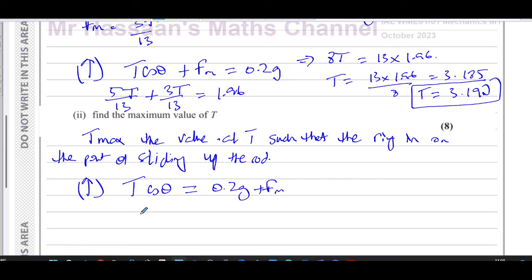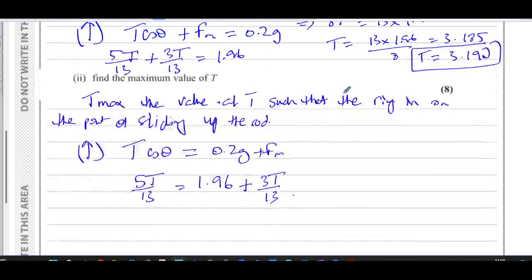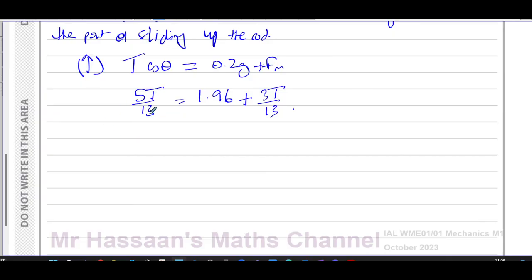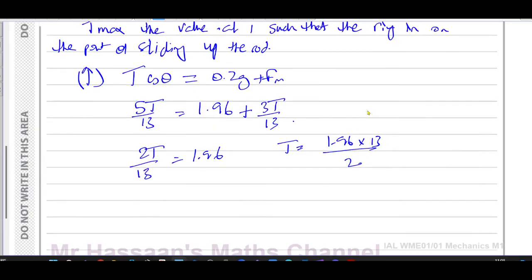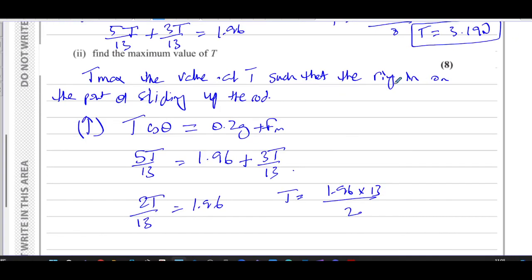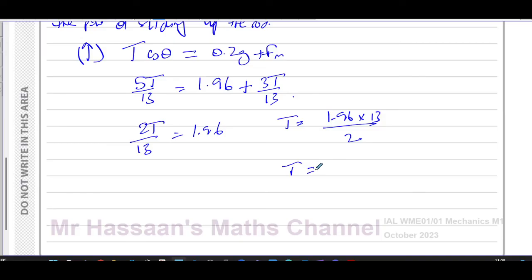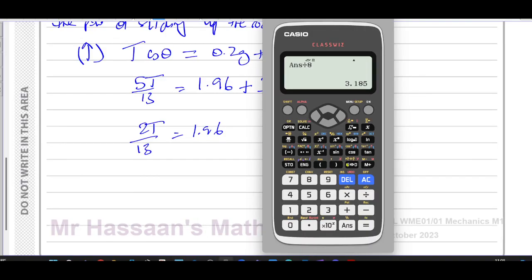T cosine theta is 5T over 13. We have 0.2 times 9.8, which is 1.96. But this time we're adding the 3T over 13 on this side instead of that side. So when we rearrange this, you're going to have 5T over 13 minus 3T over 13, which is 2T over 13, equals 1.96. So T, therefore, is going to be 1.96 times 13 divided by 2. Instead of over there, it was divided by 8. Now it's the same thing, but divided by 2. So of course that gives you a bigger value when you're dividing by a smaller number, which is going to be the maximum value of T.